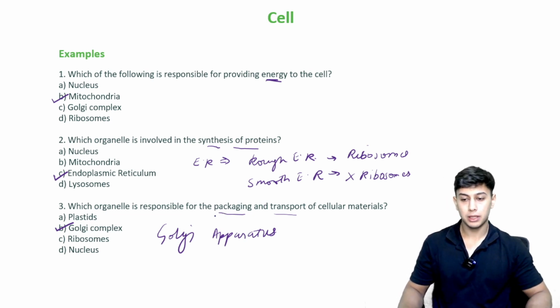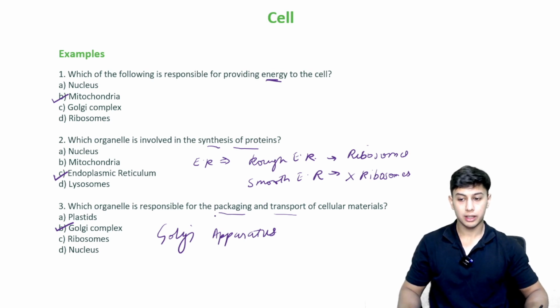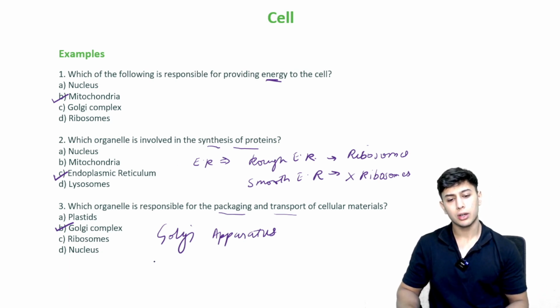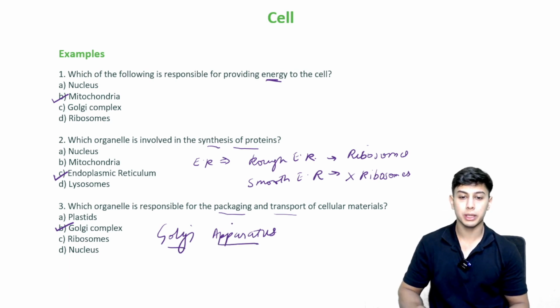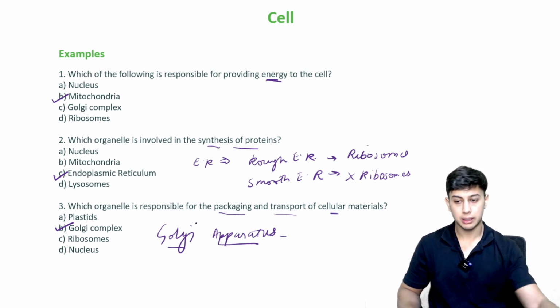So for example, our blood serves as a medium of transport. Whatever needs to be transported somewhere will be released in the blood. Similarly, what does a Golgi apparatus do? It is responsible for transporting materials within the cell. So packaging and transport of cellular materials is the Golgi apparatus.